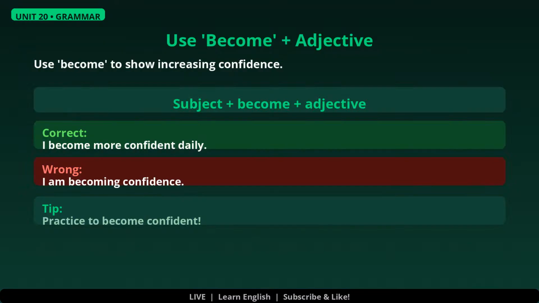Grammar lesson. Use become plus adjective. Use become to show increasing confidence. For example, I become more confident daily. A helpful tip. Practice to become confident.